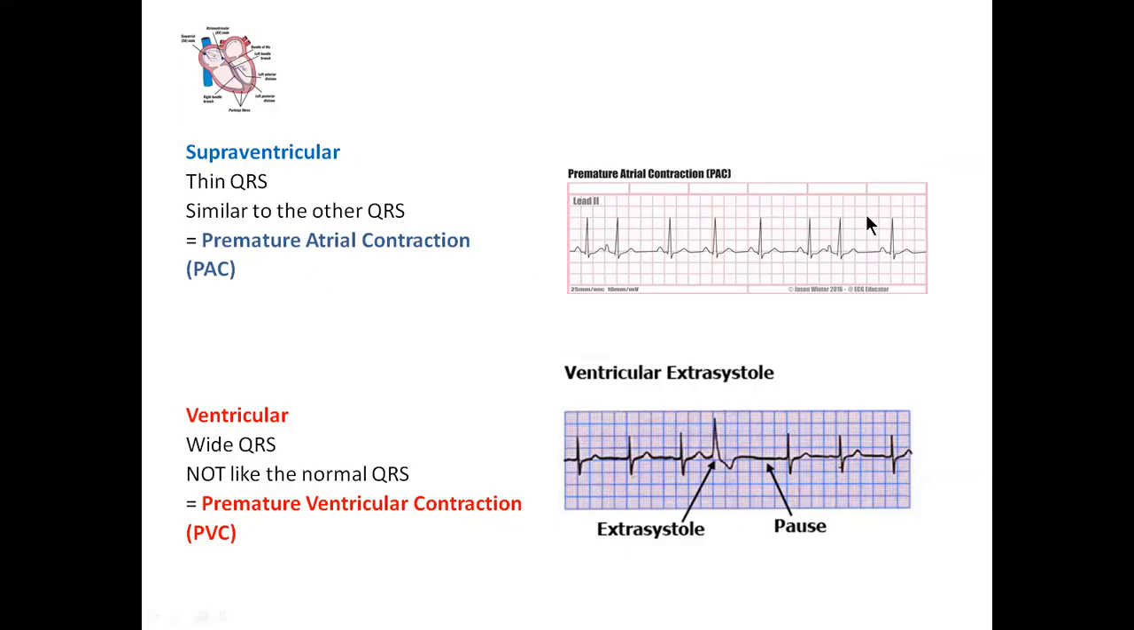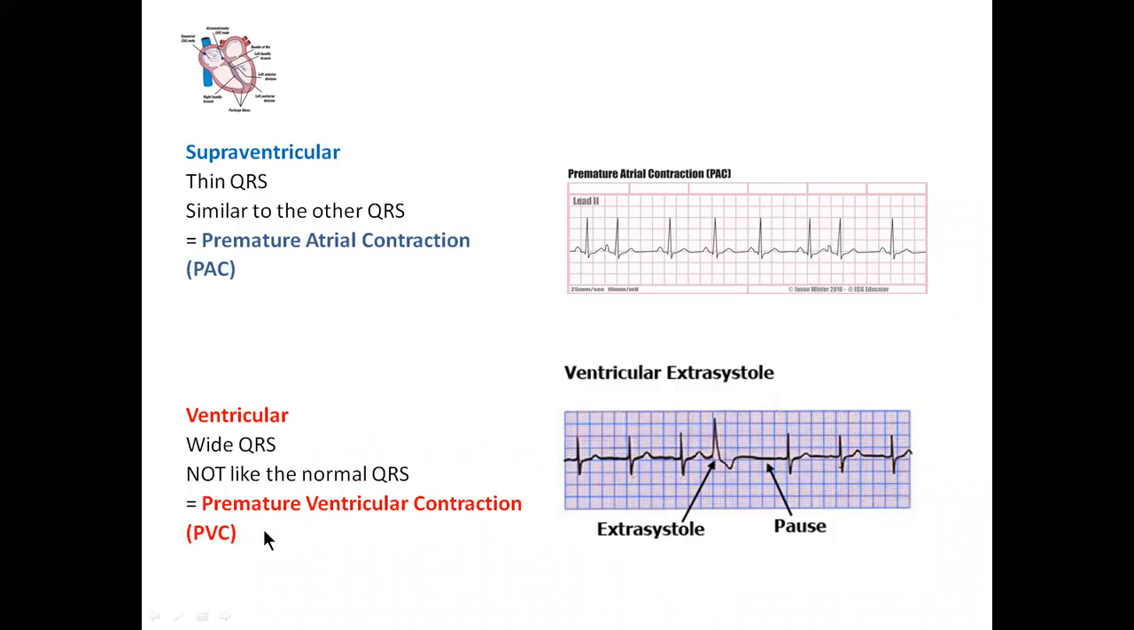Now let's look at this rhythm strip. So you have a normal QRS complex here with a P in the front and a thin QRS. Normal, normal, and then you see a beat that's a little bit earlier than a normal one would be. So hence the reason it's called premature. And we know because the QRS complex is the same and it is thin, that this arose in the atrium, and contraction is contraction. So this is a PAC.